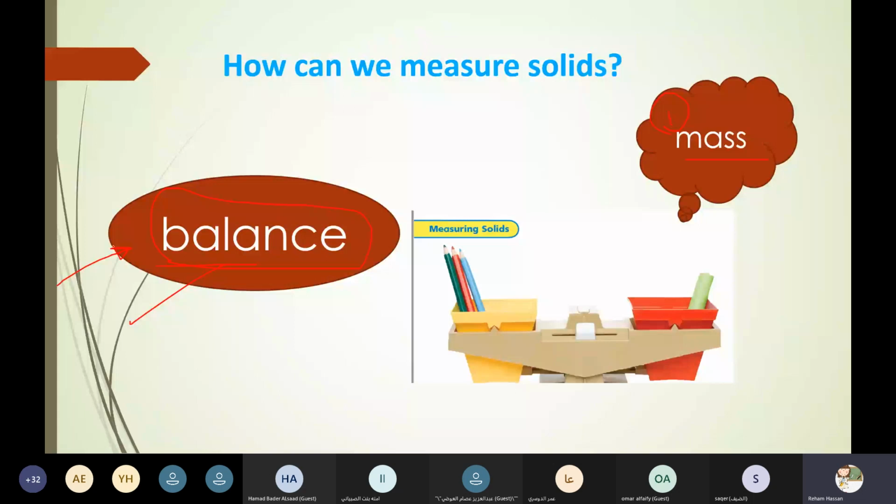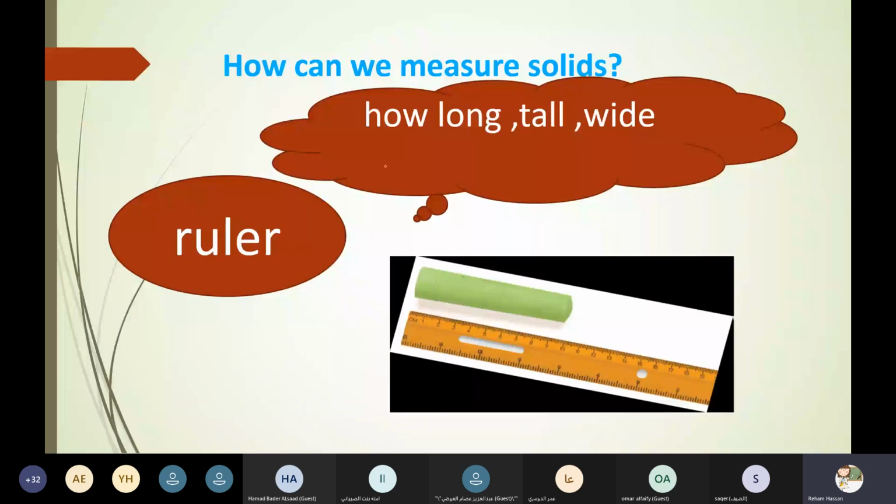Now we have another tool. It's called a ruler. I think all of you know the ruler and all of you have a ruler, okay? If we want to know how long the solid is, the height of the solid, the length, the width of this solid, we must use this ruler, okay? So we can use the ruler to know how long, what about the tall, and what about the width of the solid.